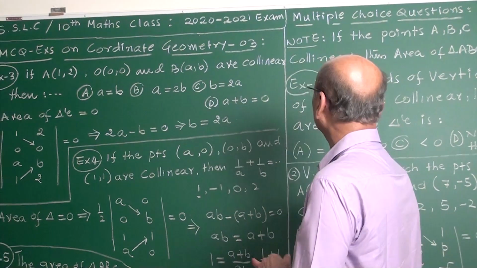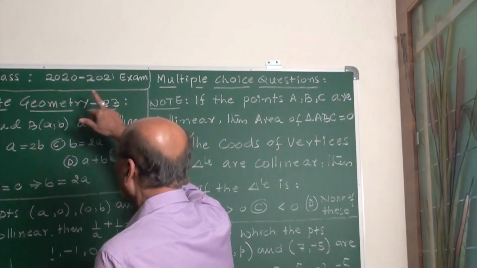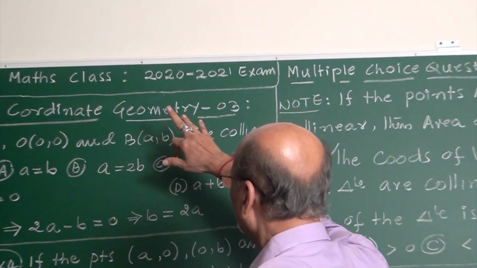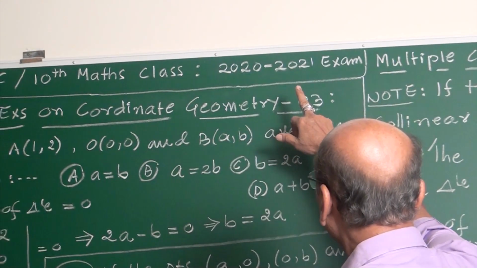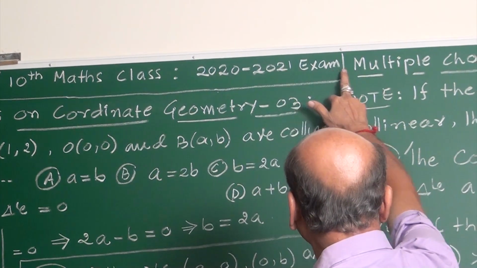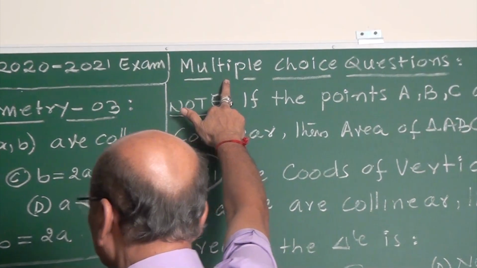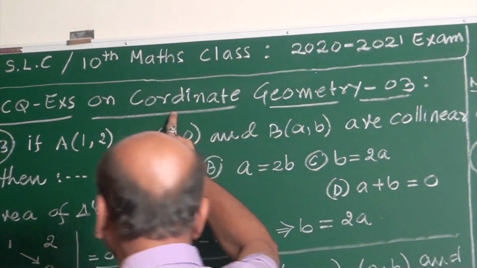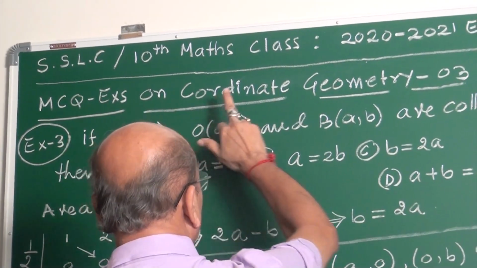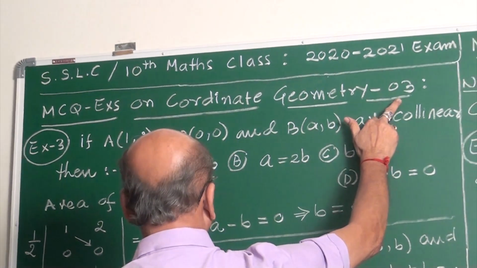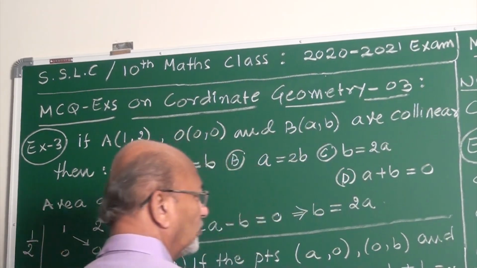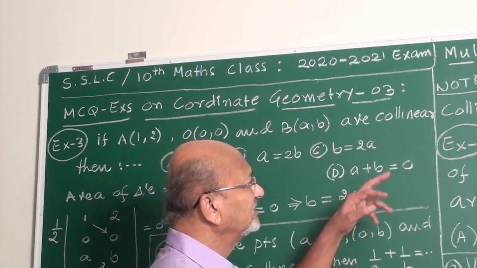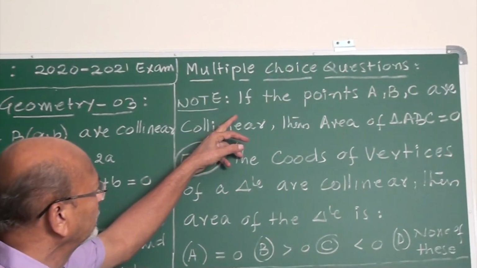This is with SSLC or 10th Mathematics 2021 exam. We are doing multiple choice questions on coordinate geometry. Today is the 3rd class of coordinate geometry. That result was just explained yesterday in the previous video.